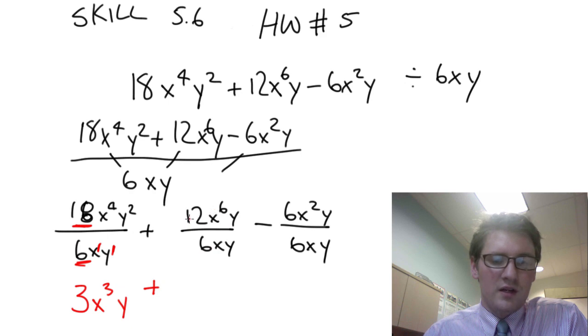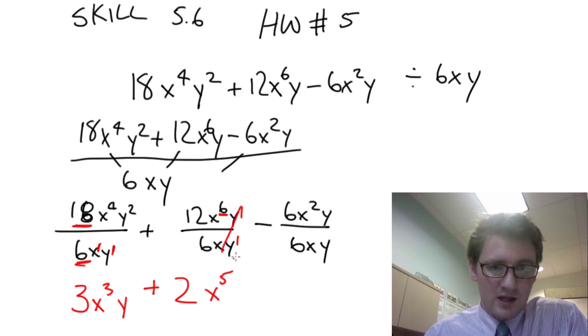let's start here over again, 12 divided by 6, which is 2. Then we do our quotient rule again. x to the power of 6 divided by x is going to give me x to the 5th. y to the 1 over y to the 1 equals just 1, so they cancel out, so we don't even need to worry about them. Minus 6 over 6 is 1, so let's just cancel those for now.